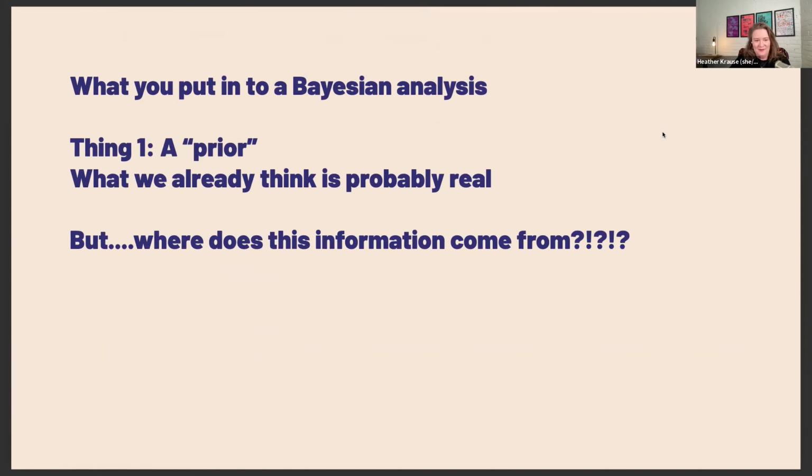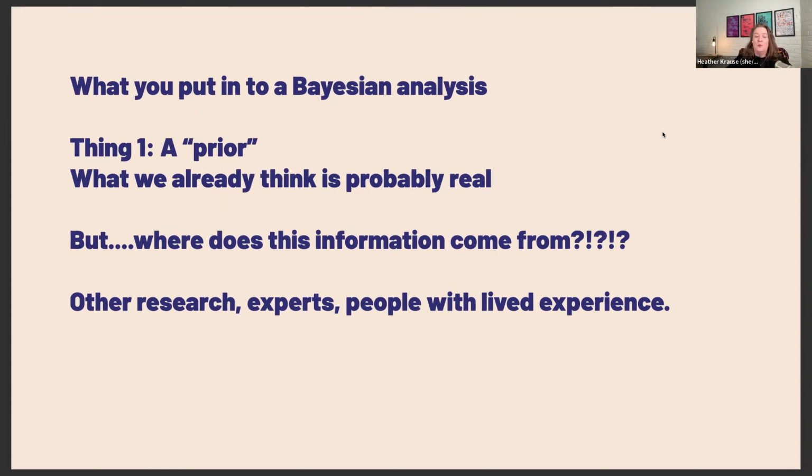A prior is how we tell a Bayesian analysis what our suspicions are, what we believe to be likely true in the situation we're in. And then, of course, the big question that this leads to is, where does this information come from? That is like the big glaring neon sign. Where does this information come from? If we already know the answer to this question, why are we trying to answer this question with data anyway?